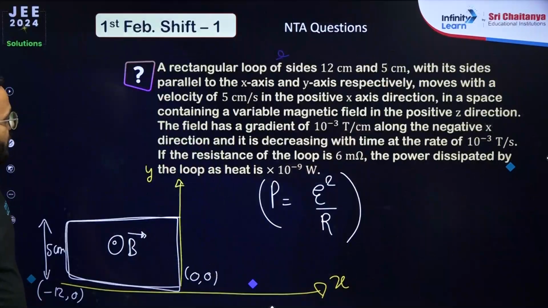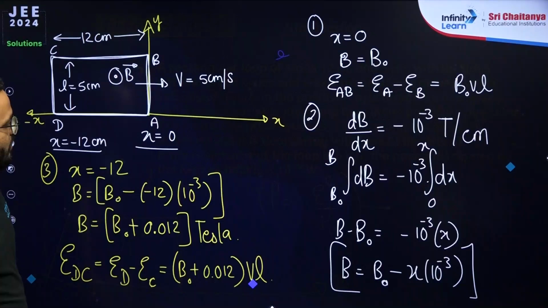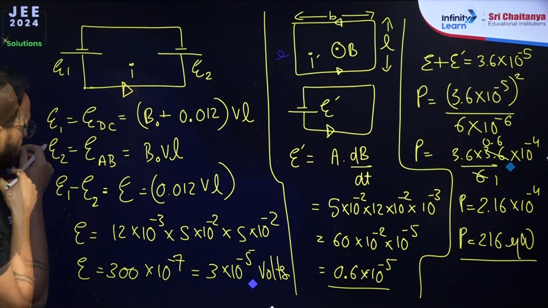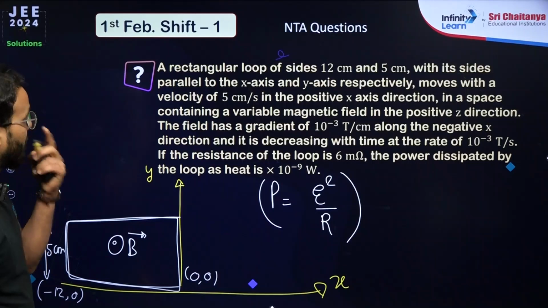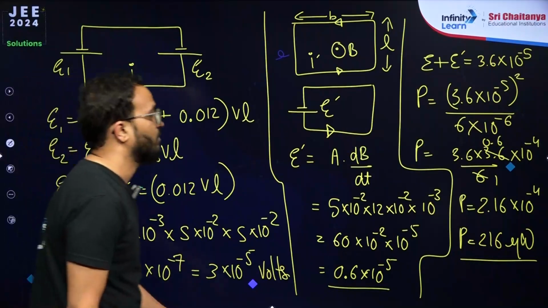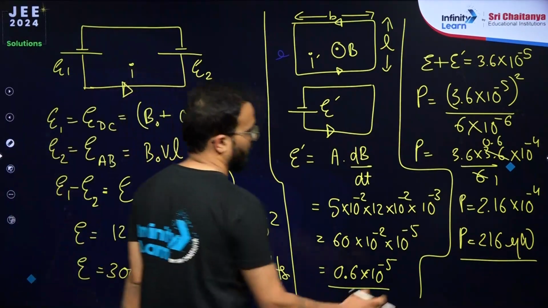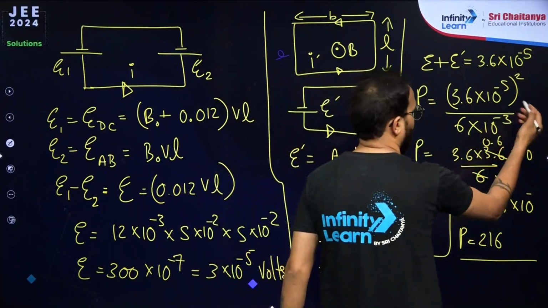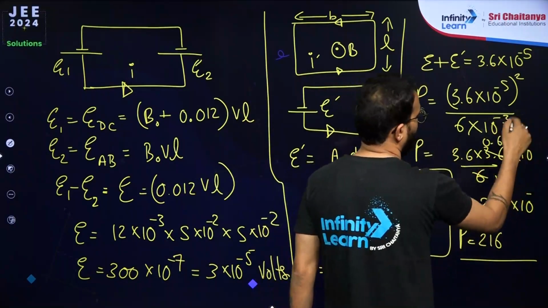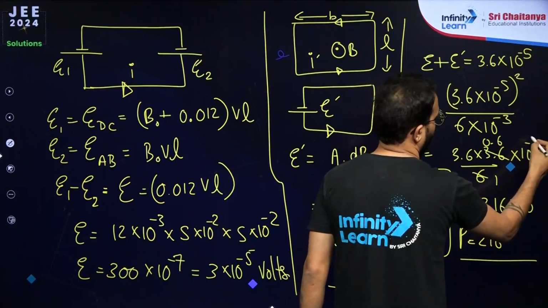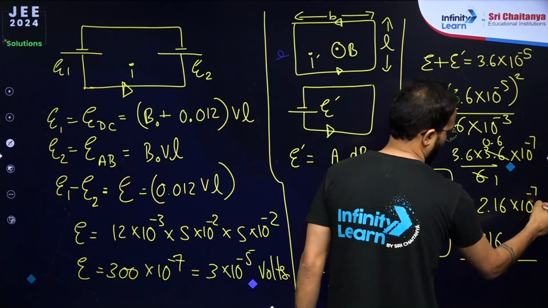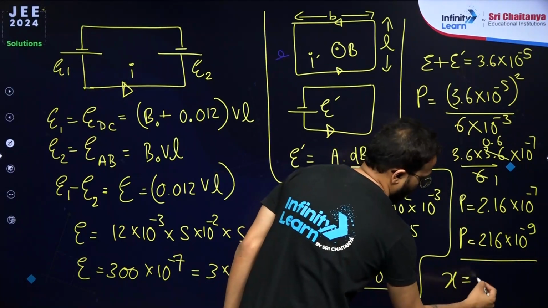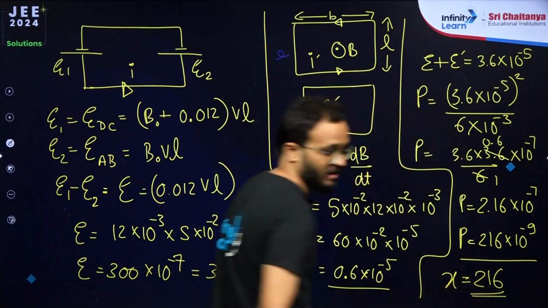What they have given is 10 to the power minus 9 watts, no? Wait, so 6 milli, oh sorry, I thought micro, that's a mistake there. So 6 milli, no? Milli means 3, okay? So this will be 10 to the power minus 9, yes. So our answer will be 216. Clear, everybody?